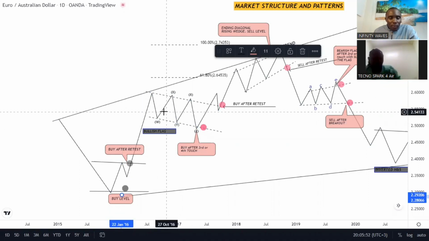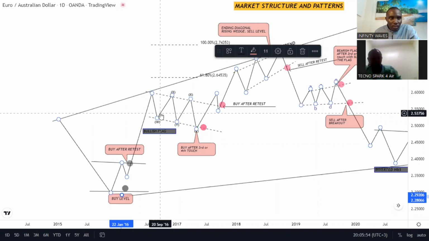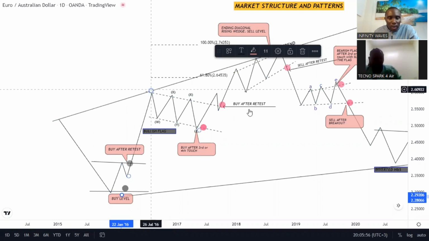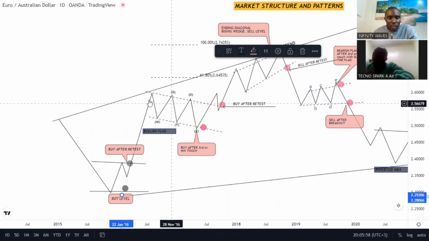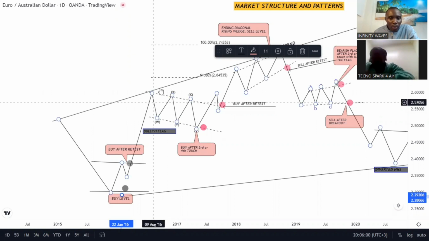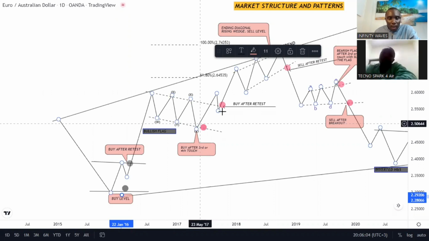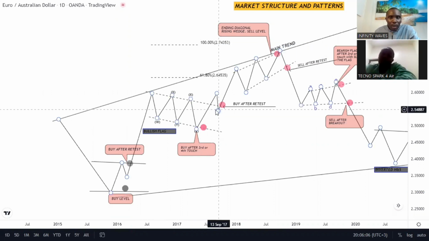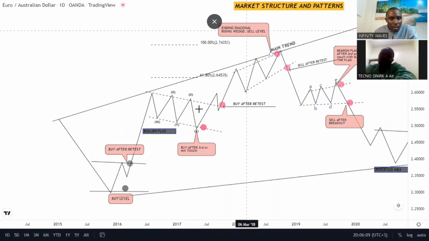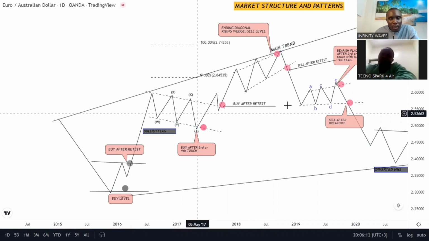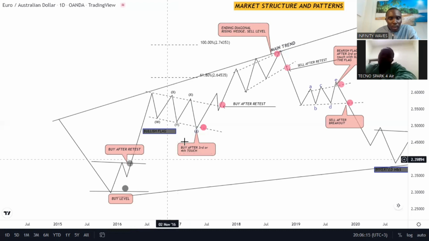A flag can form two structures. It can form a rectangular structure like you are seeing here. I've done W, X, Y, X, Z. This one is normally called a complex structure. It can form another shape, which is a triangle as well, which can be ABC, or it can be ABCDE, then now proceeds to the upside.